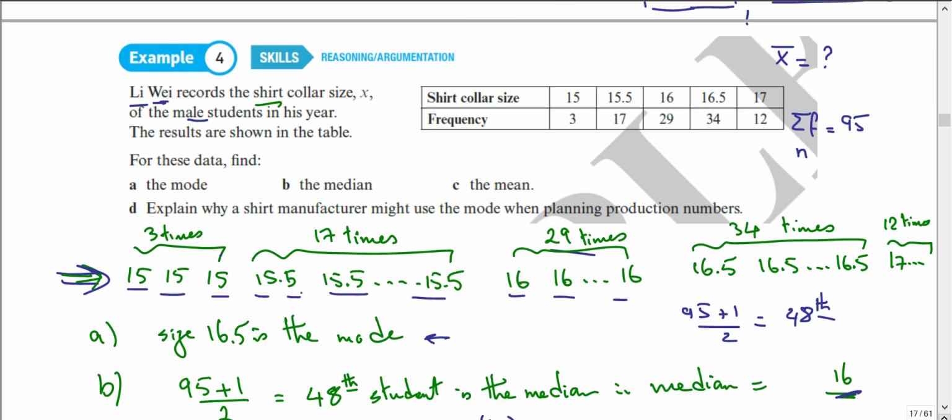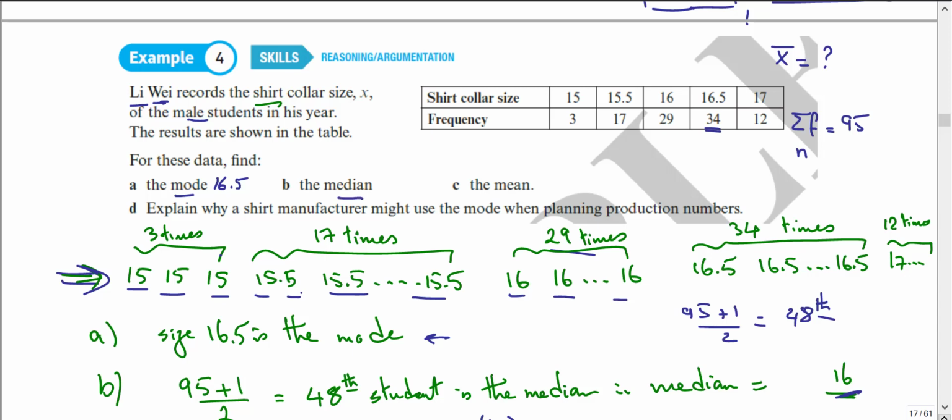The mod here is 16.5, correct. This is the most repeated value. Repeated how many times? 34 times. Now, what's the median?